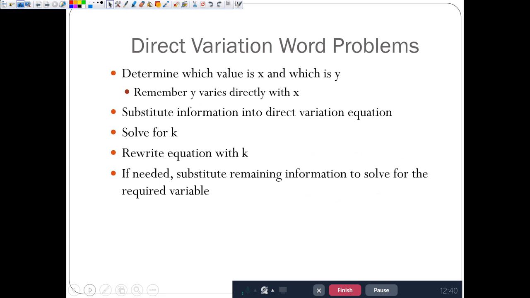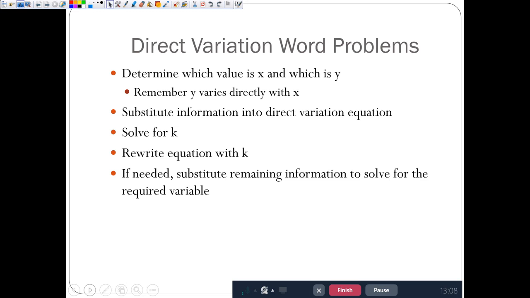Right, direct variation word problems. The first thing that we need to do is determine which value is x and which value is y. Remember, y varies directly with x. So x is the independent variable. Okay, remember that time is always independent? We substitute information into our direct variation equation and solve for k. So that's exactly what we were just doing. Then we are going to rewrite the equation with k. Again, exactly what we just did.